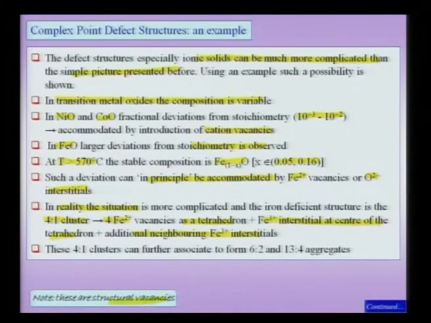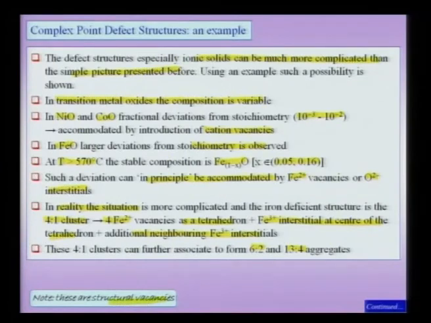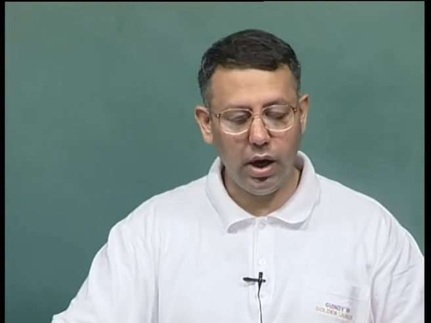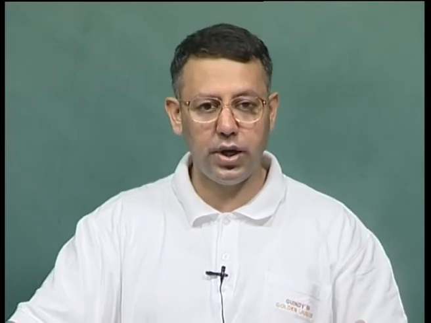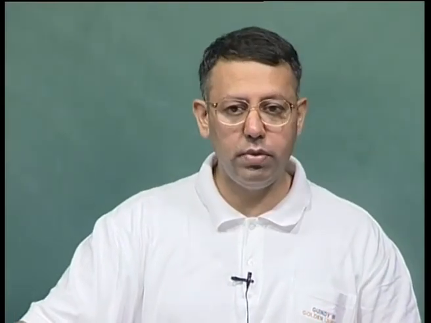If you have a 4-1 cluster, they can actually form larger clusters or larger associations of defects, known as 6-2 or 13-4 aggregates. So, you could have an isolated cation vacancy, you could have association of these kinds of vacancies, for instance the formation of this tetrahedron and associated Fe3+ interstitials, and this whole complex itself can get associated and form larger clusters, which would then of course be even more difficult to understand.